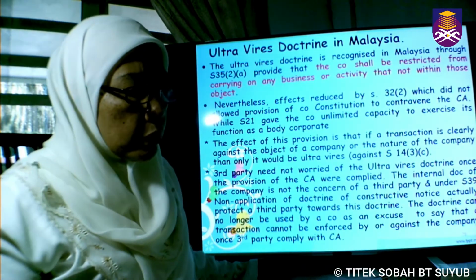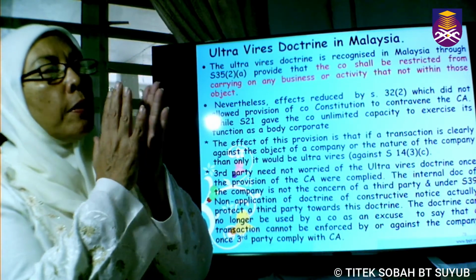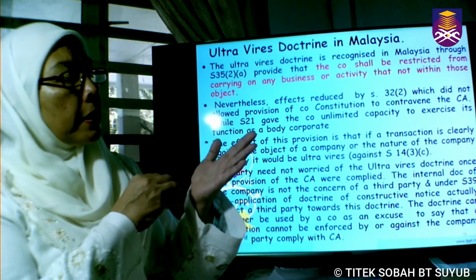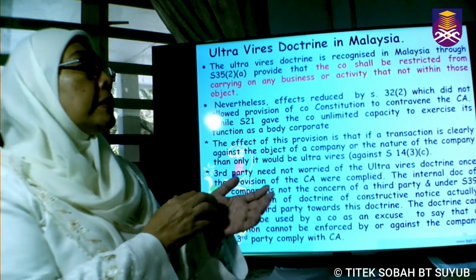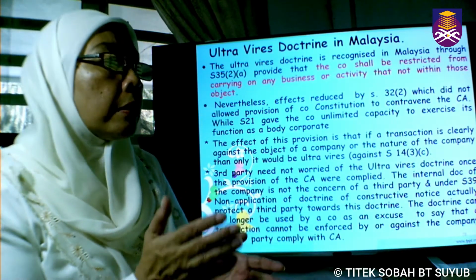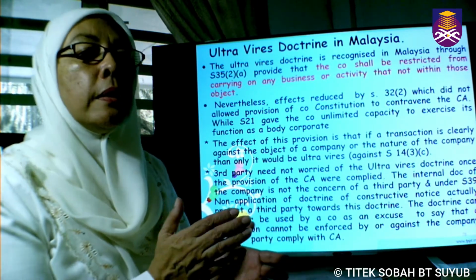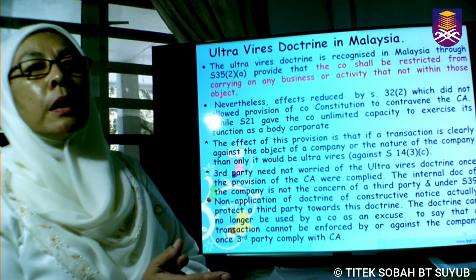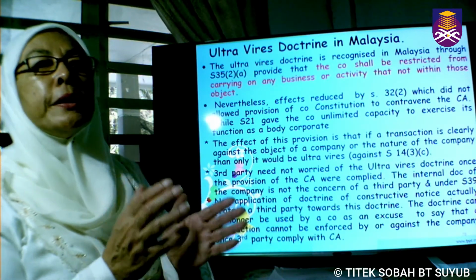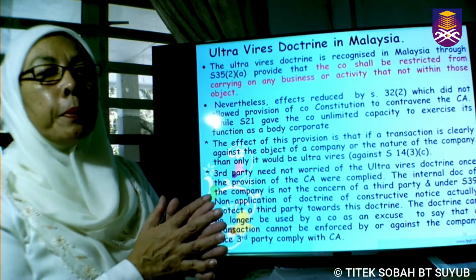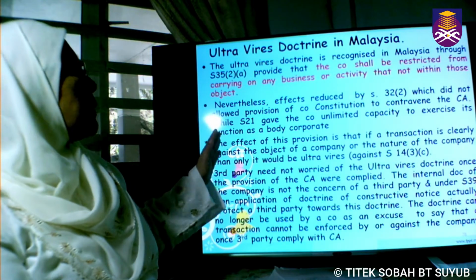So, do you remember, students? I informed you that once you want to form a company under Section 14, you must take down what is the nature of the company. So let's say the nature of the company is agriculture and suddenly now you are going to do mining. Of course, that is ultra vires. This is clearly contradicting the nature of the company.